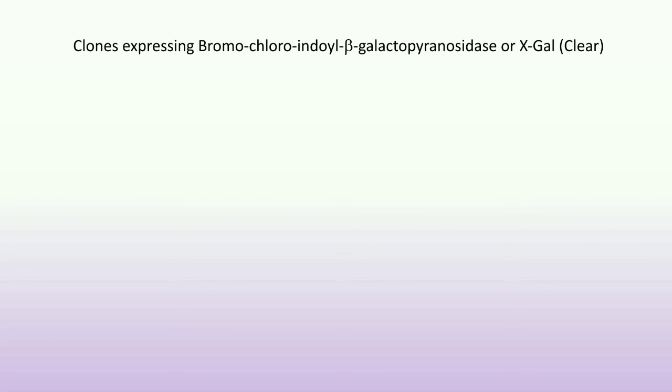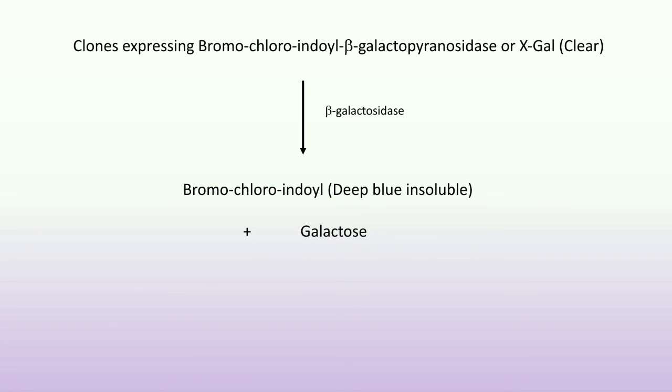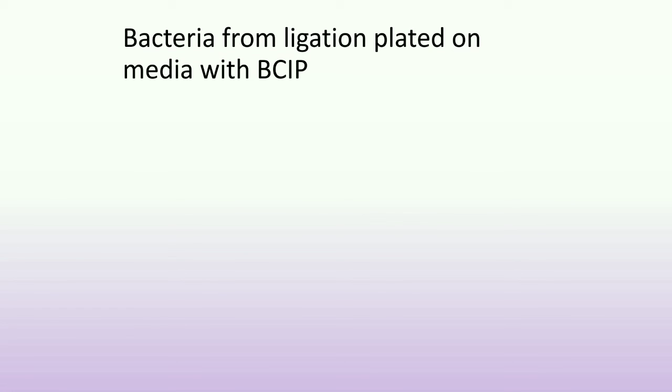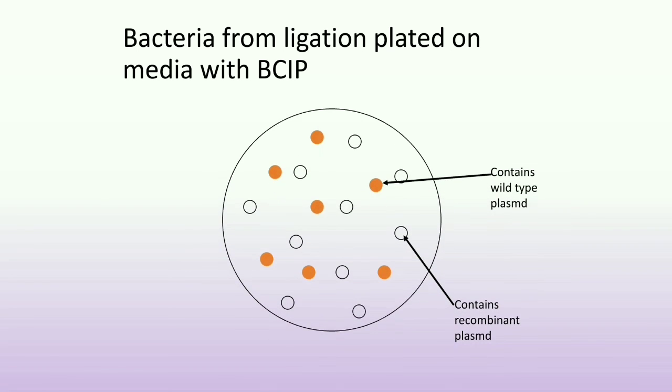Clones expressing beta glucosidase, in the presence of BCIP or X-Gal, get cleaved into bromochloro indole, which is deep blue in color, and galactose. So bacteria from the ligated plates on media with BCIP are detected due to change in color.